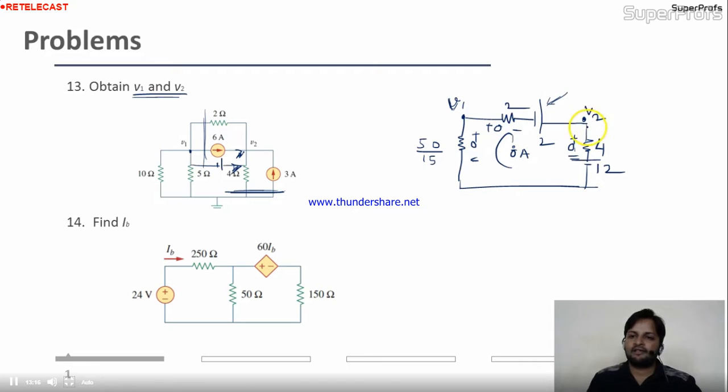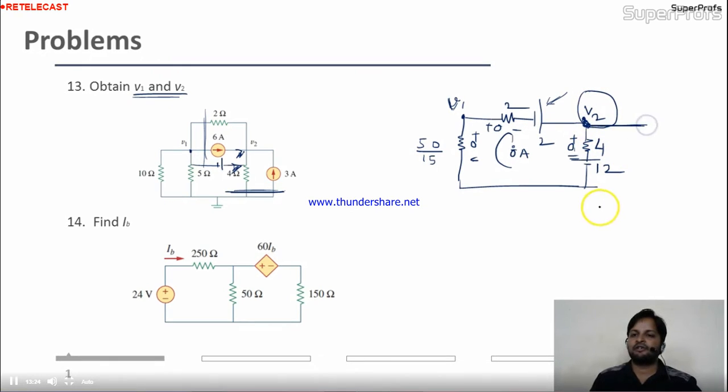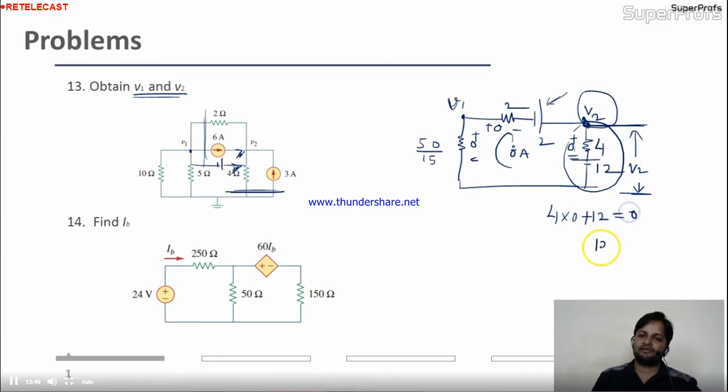Now what is the V2? This V2 is the voltage of this point, and we discussed that any voltage given in the circuit is with reference to ground. So this entire thing is nothing but V2 actually. The voltage of this branch is nothing but the V2. The voltage in this branch is 4 into 0 plus 12 equal to 0. So 12 volt is nothing but V2. Is it okay to you people? If you are getting any confusion here, I'll do it again for you.